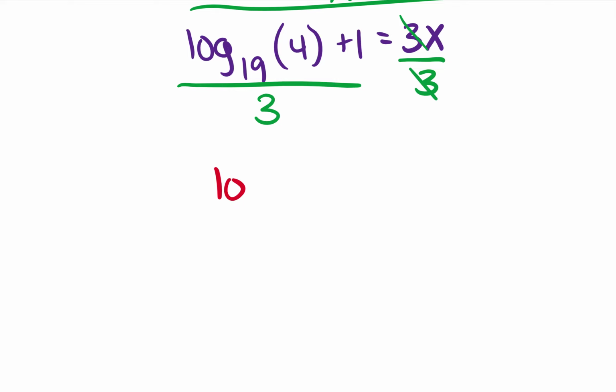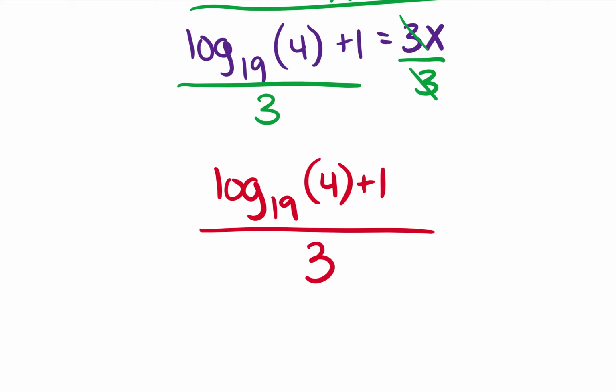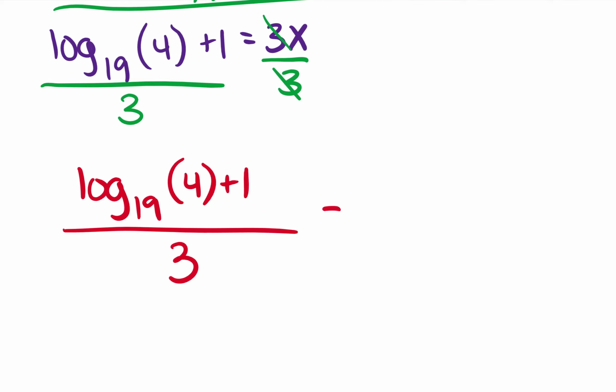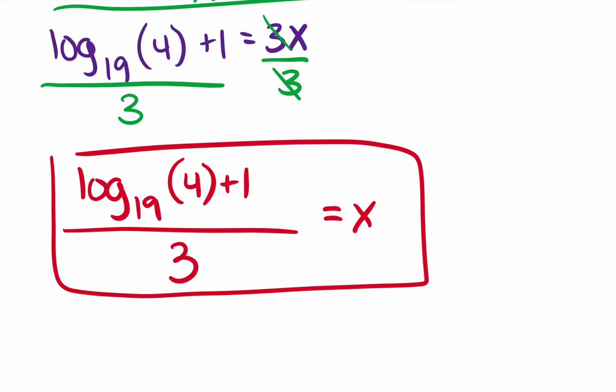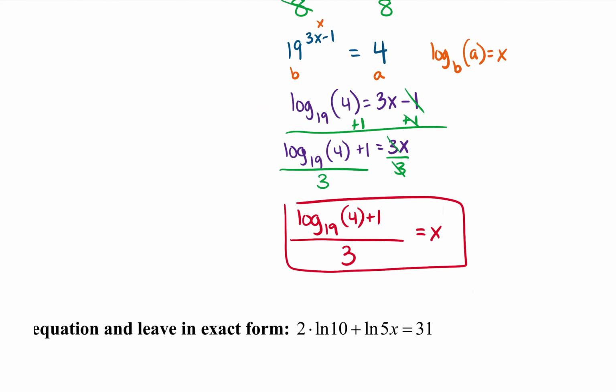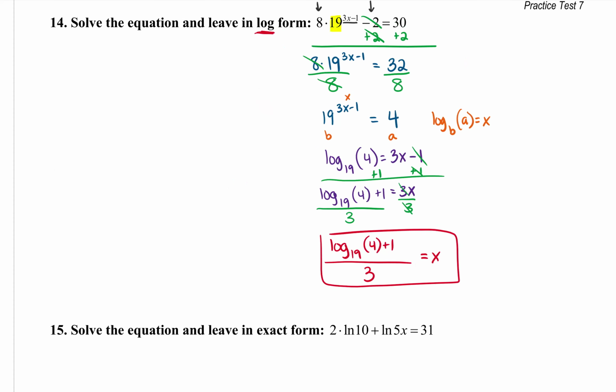So my whole answer is actually just going to be log 19 of 4, plus 1, divided by 3, all of that equals x. And that's just how I leave my answer. That would be in log form. That's exactly what I want. Okay?